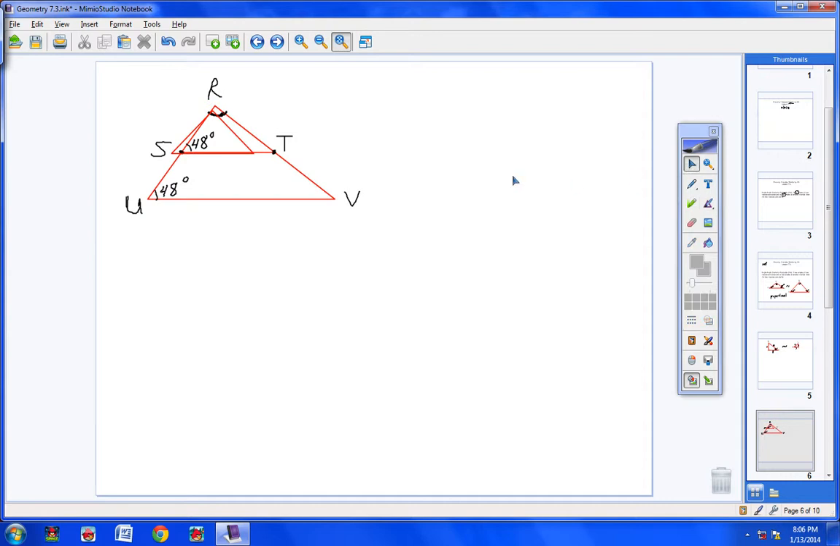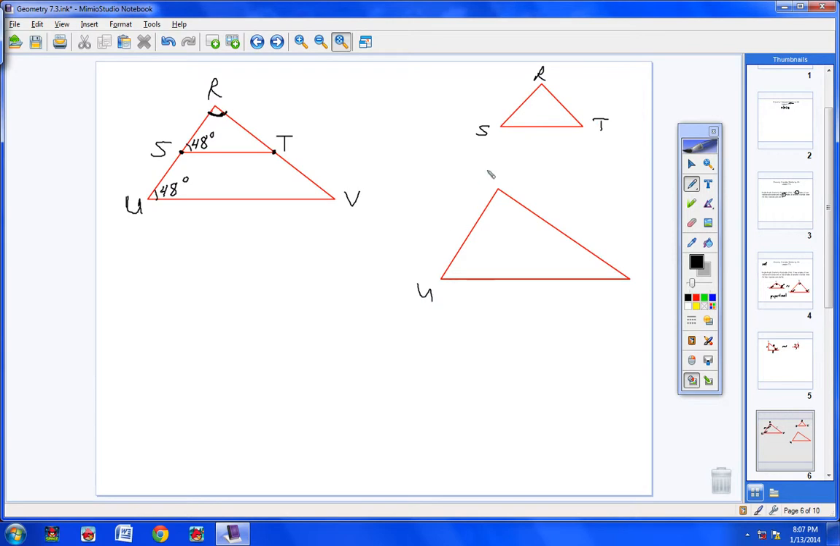There we go. And let's grab it and drag it over here. And now let's trace the big triangle like this. Let's pull it right over here. All right. Now let's quickly label this. Label these S, R, T, U, R, V. We know this angle right here is 48 degrees, and we know this angle right here is 48 degrees. Look what else we know though. We have an angle right here. Now watch this. Please watch this, students.